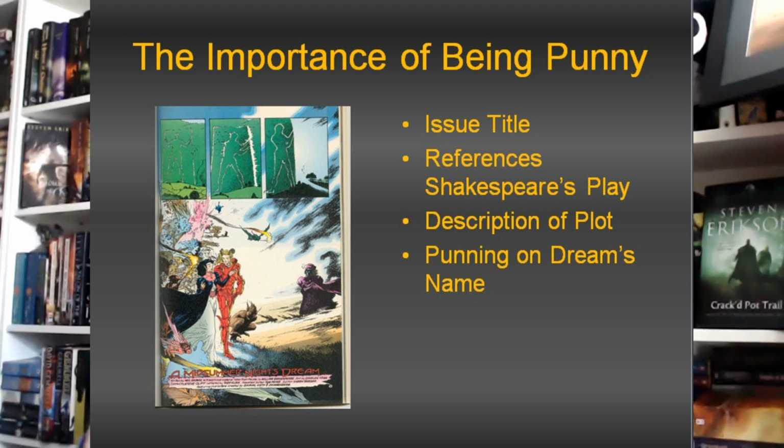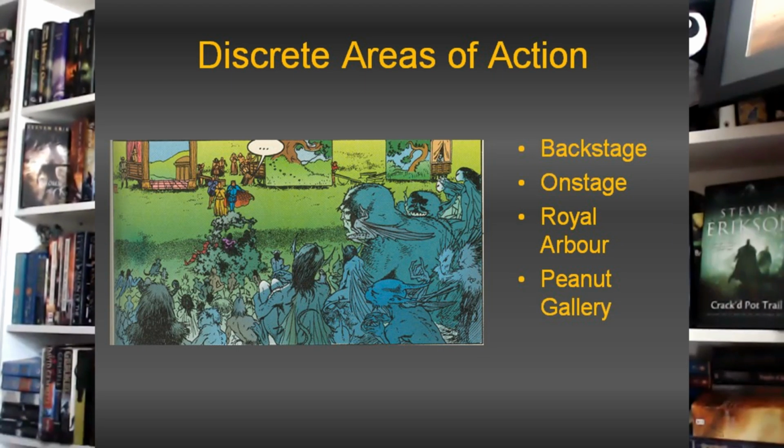But what's really interesting is Gaiman and Vess divide the action of the story into 4 distinct and discrete areas. And they use various clues to help us as the reader navigate the differing levels of reality created. So the 4 areas are backstage, onstage, the Royal Arbor, and the Peanut Gallery. In this illustration here, you can see all 4 areas at once.